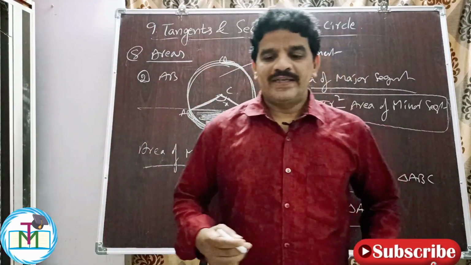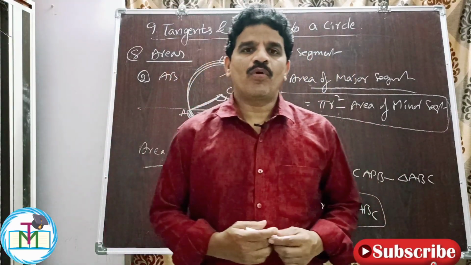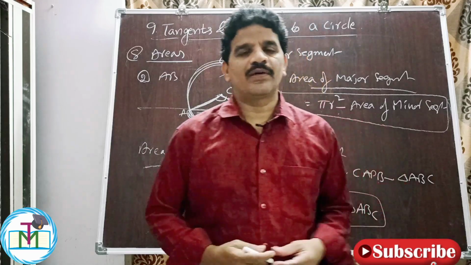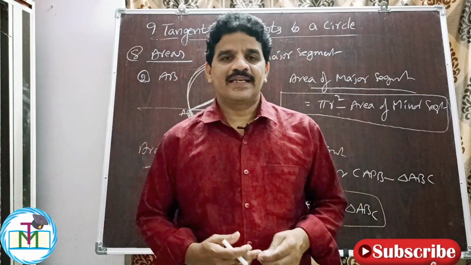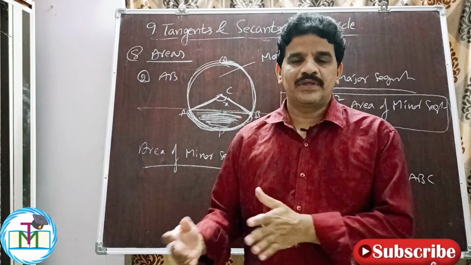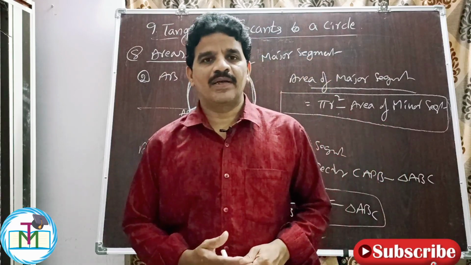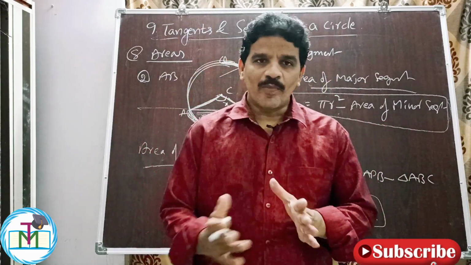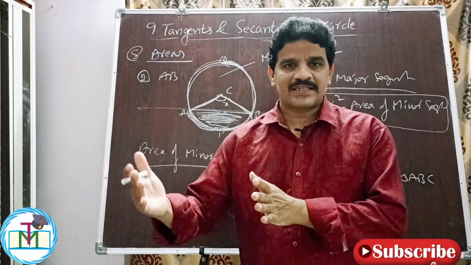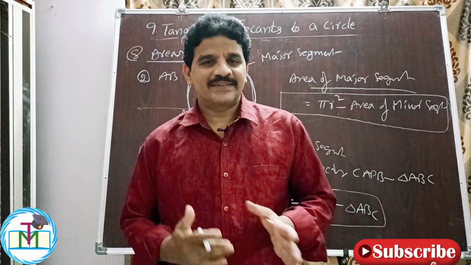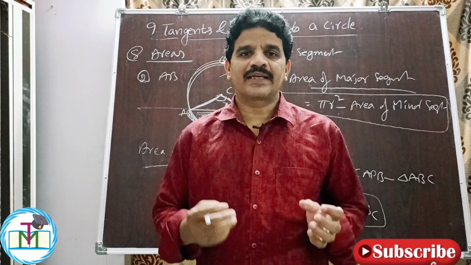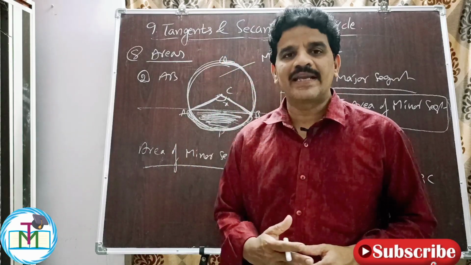So up to now we discussed very, very important points and formulas of tangents and secants, length of a tangent, and area of the minor segment and area of the major segment. In all these cases, how many tangents can be drawn to a circle from an external point, and how many tangents can be drawn when two circles are given, all these cases we have seen very carefully.